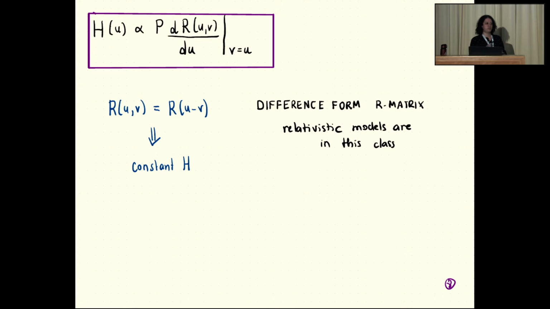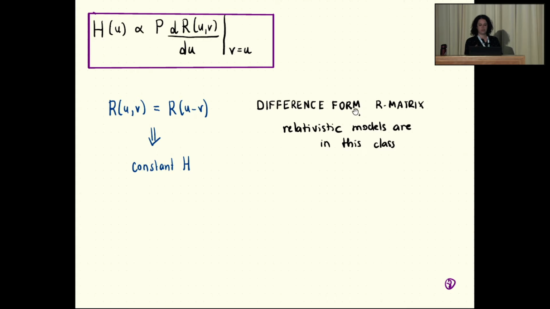It's very relevant to make this distinction of difference and non-difference form for our method. Difference form is usually when you can write your R-matrix as R of the difference of the spectral parameters.